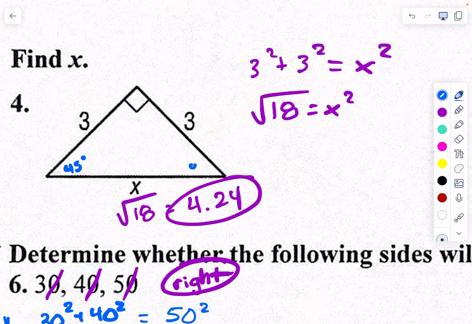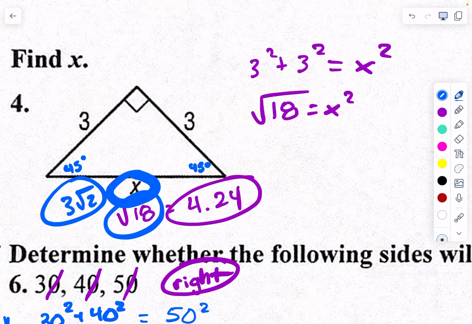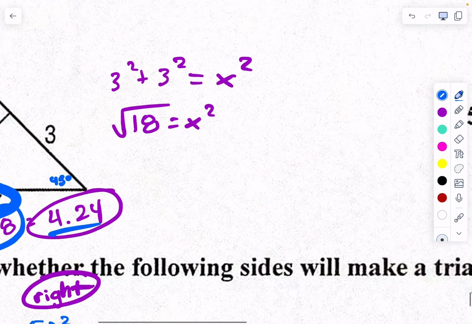How do you know that? 3 and 3, right? So this would be 3 square roots of 2. Did you know 3 square roots of 2 is the same thing as the square root of 18, or 4.24? So that's another way of getting that, however you want to think of it.